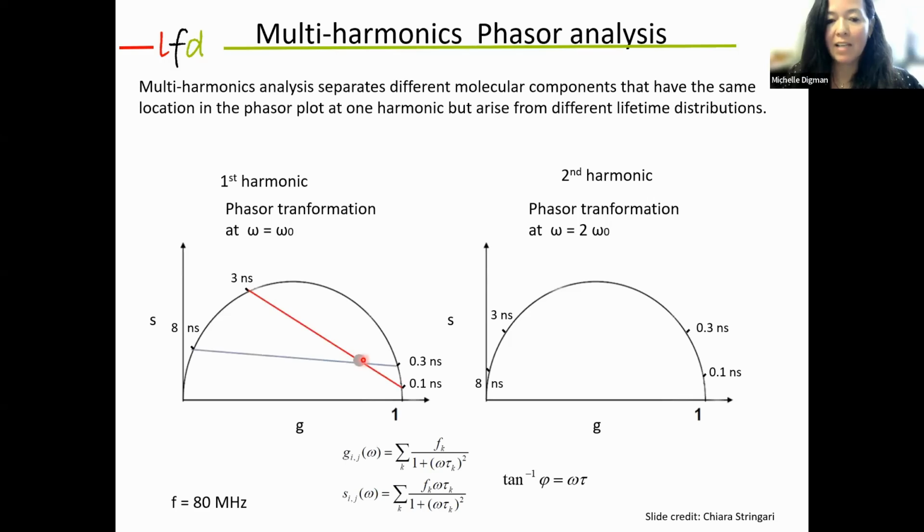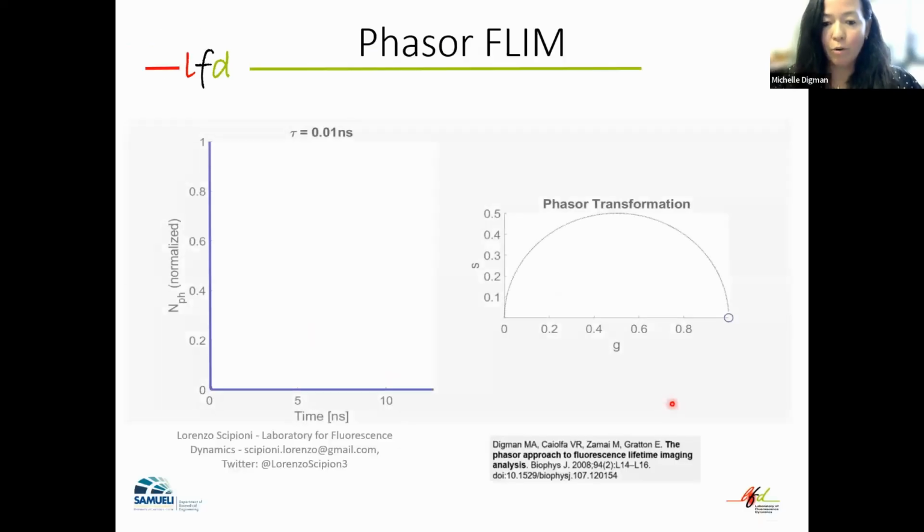And how does this help us? Well, if you have a lifetime that's here, and we want to make sure that it's not a multiple combination of fluorescence lifetimes, we will increase the harmonic, so we will double the frequency, and now that point will be separated if they're truly multiple fluorescence lifetimes that are occupying the same phasor coordinate.